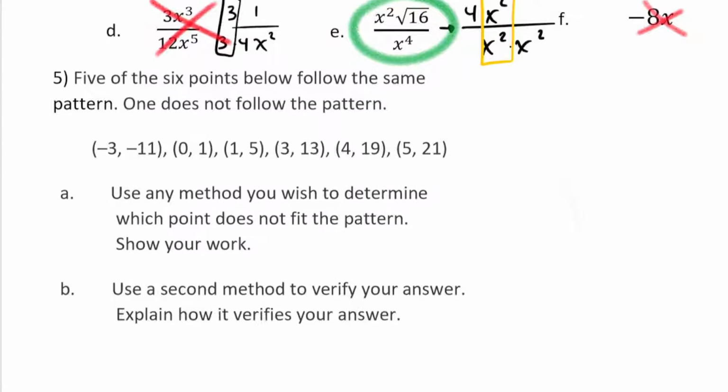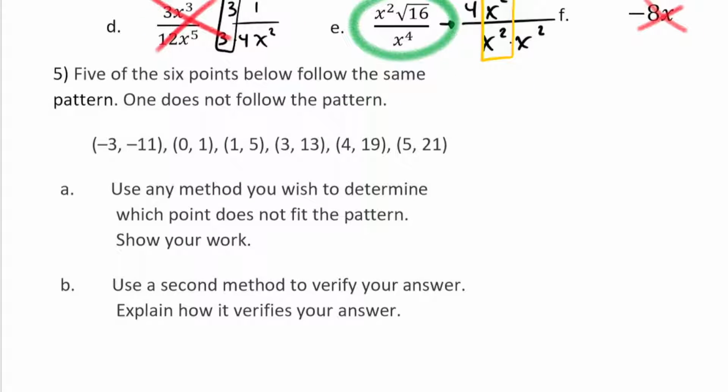Let's look at question 5. It says, of the 6 points below, 5 rather, of the 6 points below follow the same pattern. 1 does not follow this pattern. Use any method you wish to determine which point does not fit this pattern and show your work. So I saw a couple of different solutions.